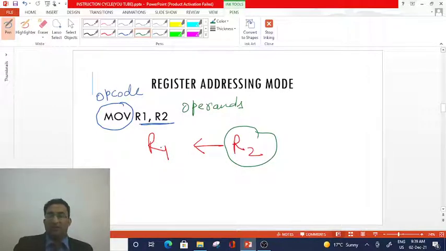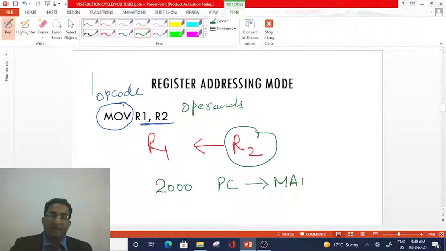So now how will this happen? As I told you, every instruction is written on some memory location. So let us suppose that this instruction is written on location number 2000. So PC will transfer this value to the memory address register, and we will reach this particular location of the memory, that is 2000.